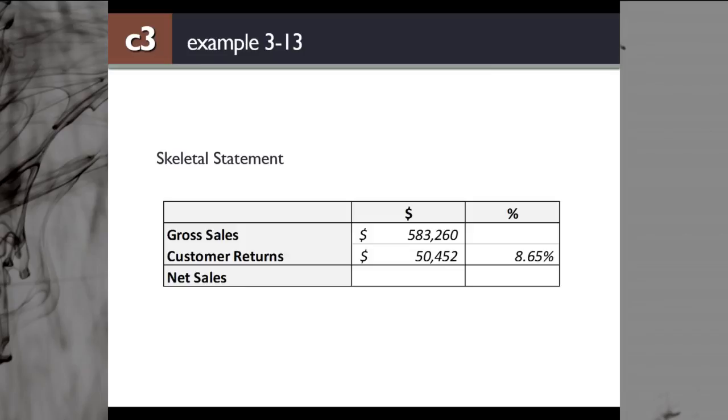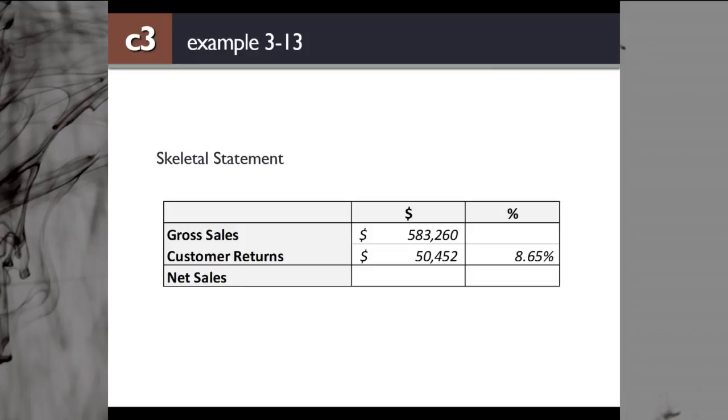So that is this 8.65%. Let's look at this. This 8.65% was calculated by the total customer return amount, 50,452, divided by the gross sales dollar amount, 583,260. And in this example, you can also calculate the dollar amount of the net sales.